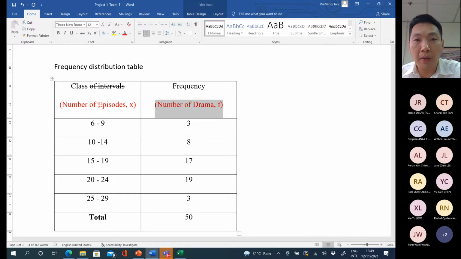This one will be 1.5 marks for the class interval. I'll check one by one, okay? And the frequency also check. So altogether 5 marks for question number 3.